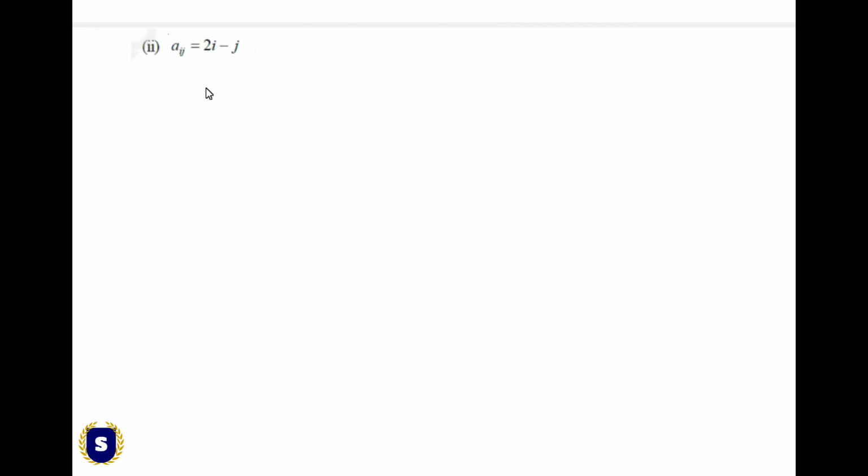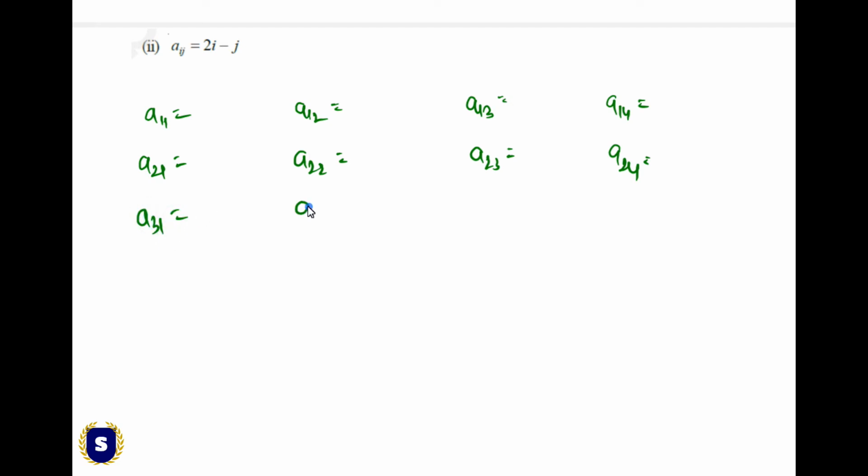Again 3 cross 4 matrix. So A11, A12, A13 and A14, A21, 22, 23 and 24, A31, 32, 33 and 34, right?